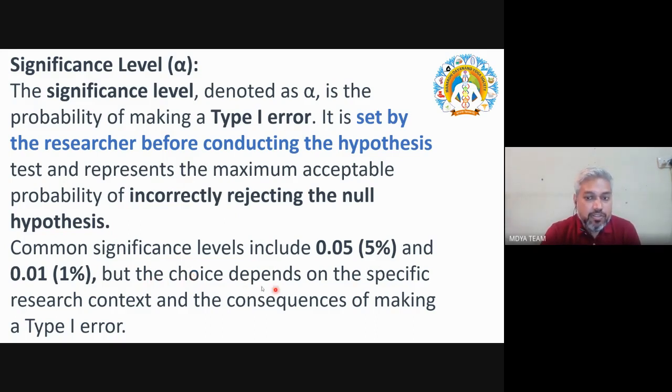But the choice depends on what kind of level of significance you want to use in your research. It depends on you. So this is the significance level alpha, and we denote it by the alpha sign, and the percentage we use as a level, like 0.05 means 5% and 0.01 is 1%. Some people also use 0.1, which means 10%.